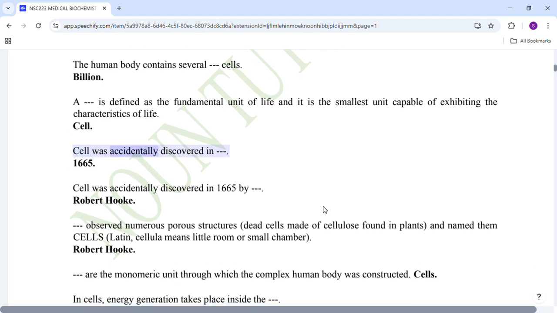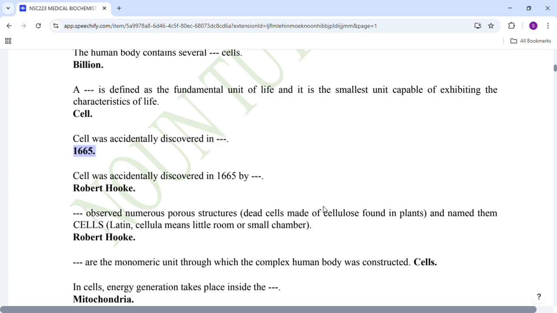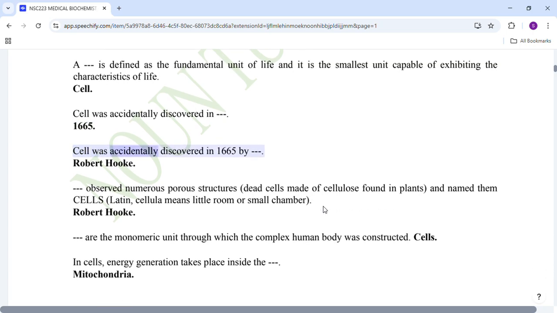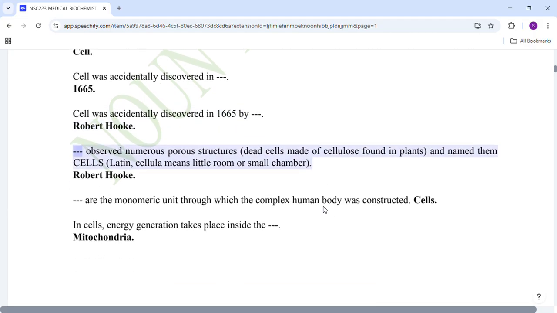Cell was accidentally discovered in 1665 by Robert Hooke. Robert Hooke observed numerous porous structures, dead cells made of cellulose found in plants, and named them cells. In Latin, cellulo means little room or small chamber.